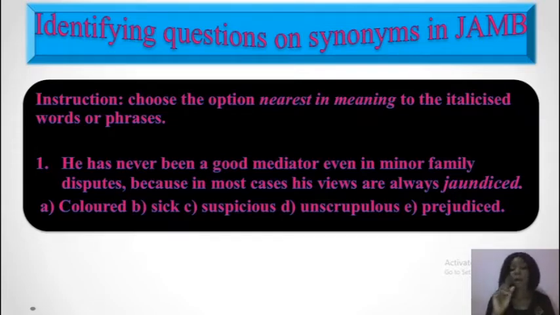The first one is colored. Colored, it's closely related, but is it the appropriate option? Is it the appropriate synonym? Because jaundice has to do with the yellow, the color of the skin changing to yellow. Despite the fact that it has to do with color, that is not an appropriate synonym.